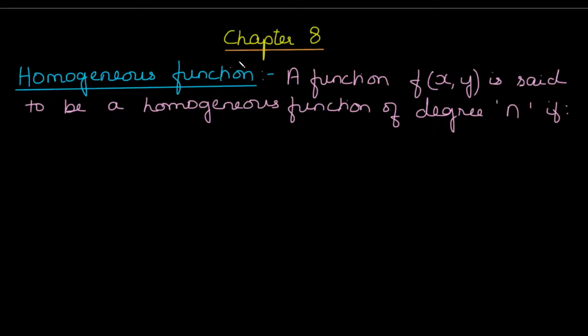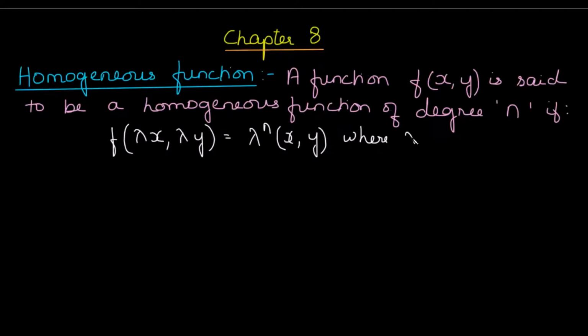Hello everyone. Today in chapter 8, we will first begin by looking at what is a homogeneous function. Let me give you a proper definition of the concept. A function, that is say f(x,y), any equation in x and y, is said to be a homogeneous function of degree n if we have f(λx, λy) is equal to λ^n f(x,y), where λ is a non-zero constant.